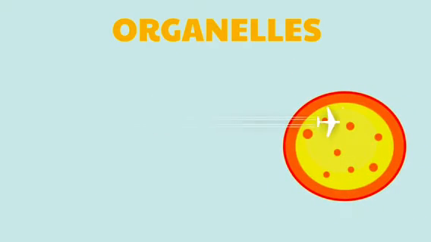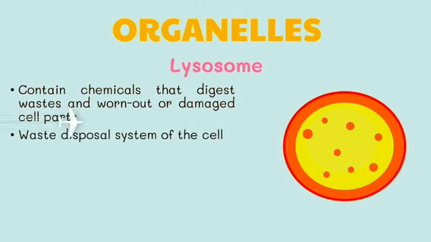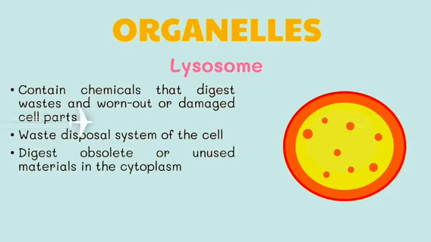Did you know that cells also produce waste? In the cytoplasm, structures called lysosomes contain chemicals that digest waste and worn out or damaged cell parts. Lysosomes act as the waste disposal system of the cell by digesting obsolete or unused materials in the cytoplasm. Thus, lysosomes are also called suicidal bags of the cell.